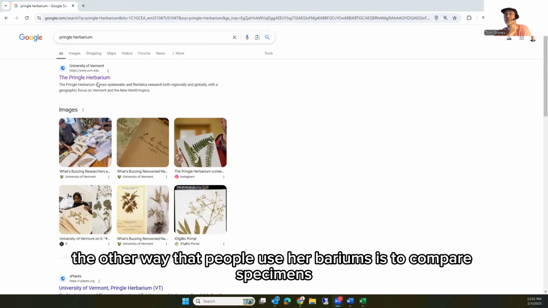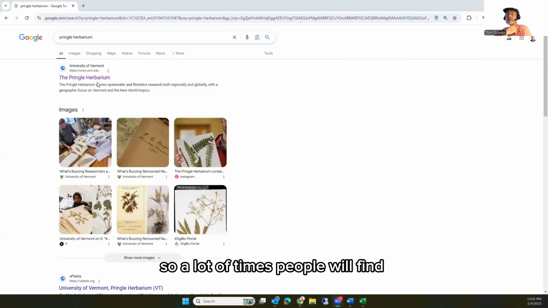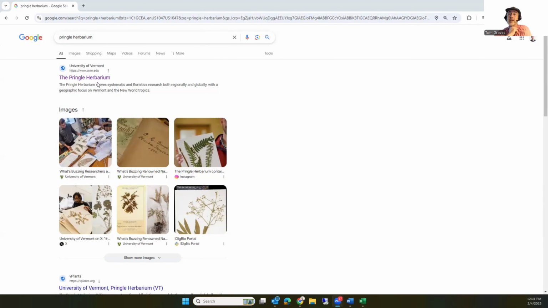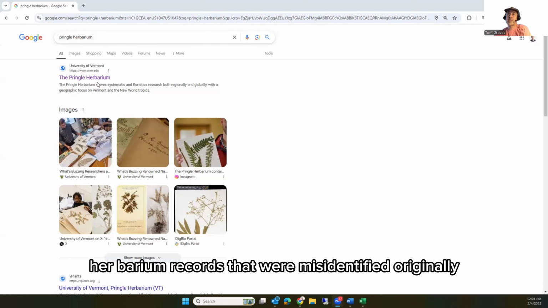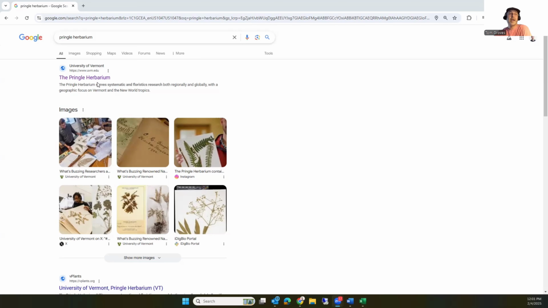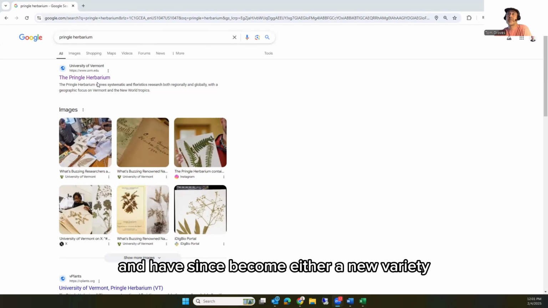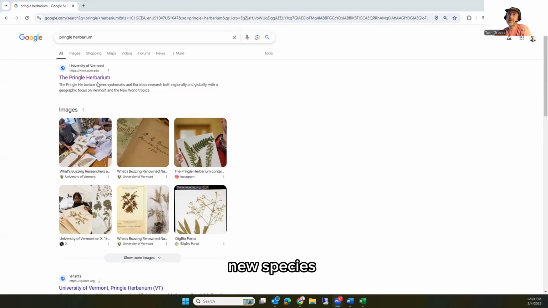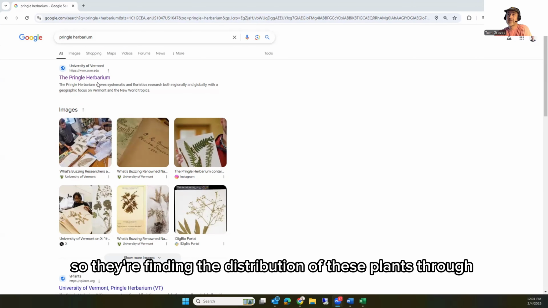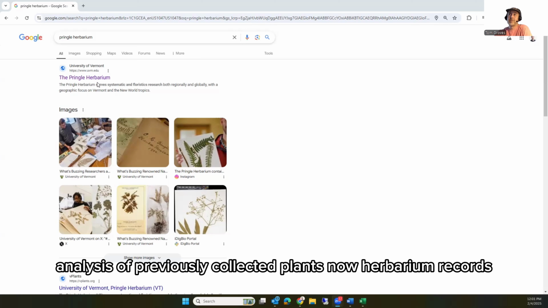The other way that people use herbariums is to compare specimens. A lot of times people will find new species embedded within herbarium records that were misidentified originally and have since become either a new variety or a new species. So they're finding the distribution of these plants through analysis of previously collected plants.